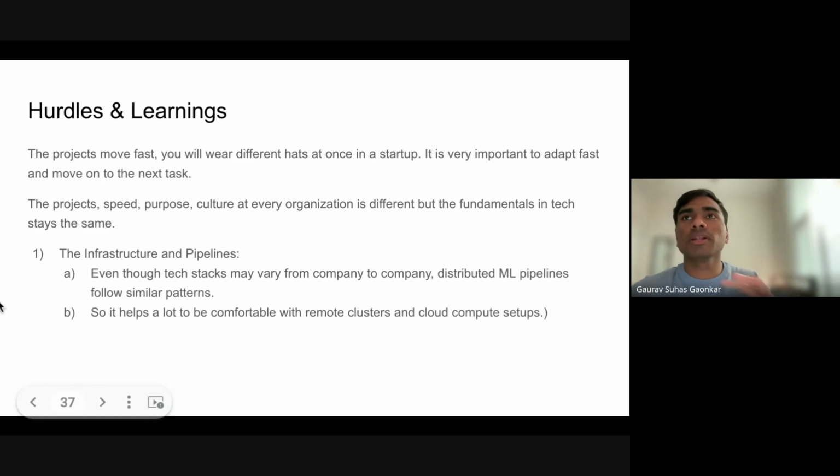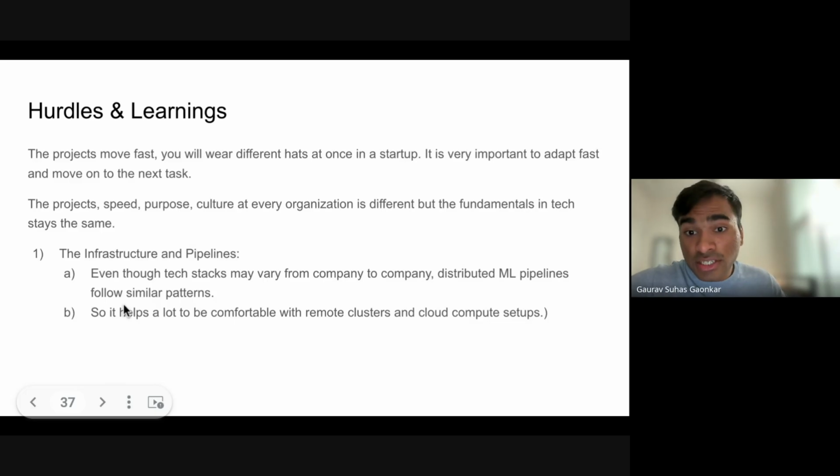The projects, the speed, the purpose, the culture of every organization will be different, but it's very important to understand that the tech fundamentals remain the same. Most of these companies do follow big tech patterns. Whatever infrastructure big tech is building becomes a new industry standard. So on a very high level, the infrastructure fundamentals also remain the same. It might happen that your company uses a different stack for the distributed ML pipeline. So for data orchestration, your company might use Prefect or Airflow. These are all data orchestration tools which make continuous CI/CD integration faster. I'll talk about this in the next slide.